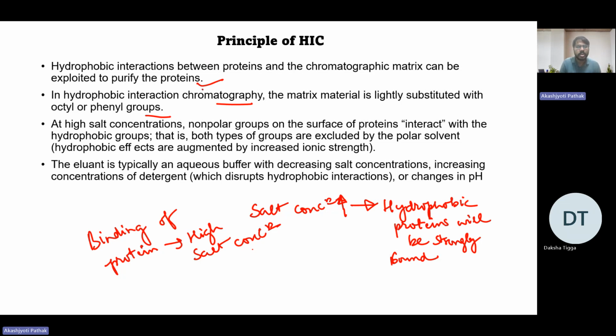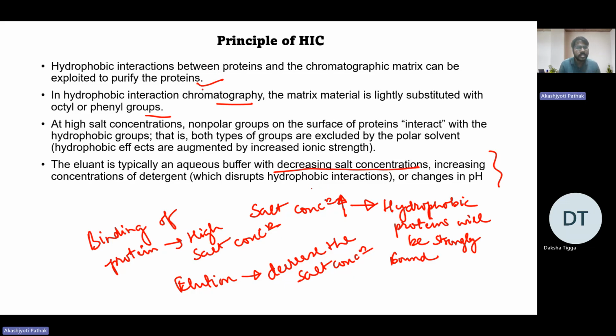Now, for elution, what do you do? This is actually the reverse of ion exchange chromatography. In ion exchange chromatography, you were increasing the salt concentration for elution of your protein. In hydrophobic interaction chromatography, you will decrease the salt concentration. Once you decrease the salt concentration, first the most hydrophilic protein will be eluted and later the most hydrophobic will be eluted. So the eluent is typically an aqueous buffer with decreasing salt concentration. So remember this. I hope this concept is clear.